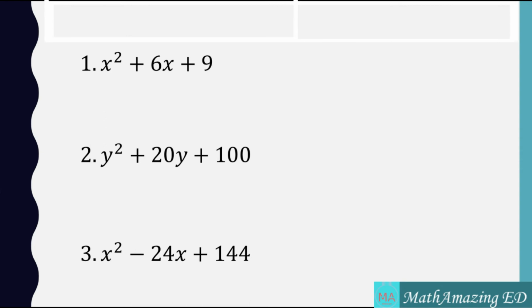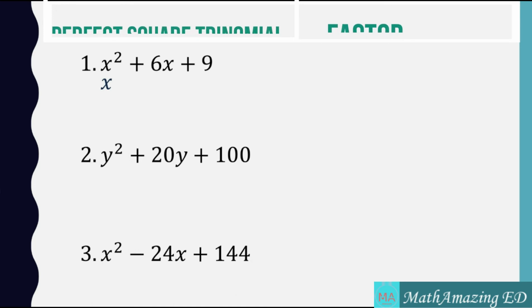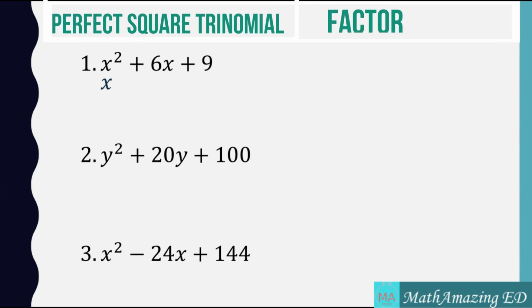Now that we have 3 perfect square trinomials, we can easily factor them to have a square of a binomial. So for the first item, remember that to factor this one out, we will just find the square root of the first term and the last term, and then follow the sign of the middle term. So for the first item, the square root of x squared is x, and the square root of 9 is 3. So the factor of x squared plus 6x plus 9 is just (x plus 3) squared.